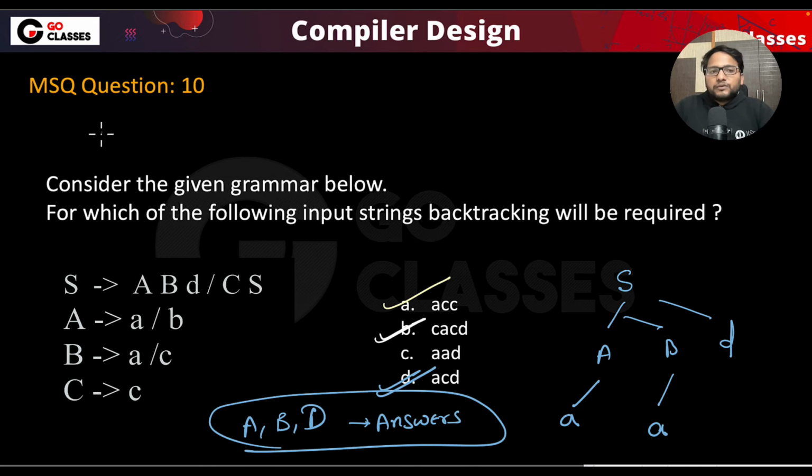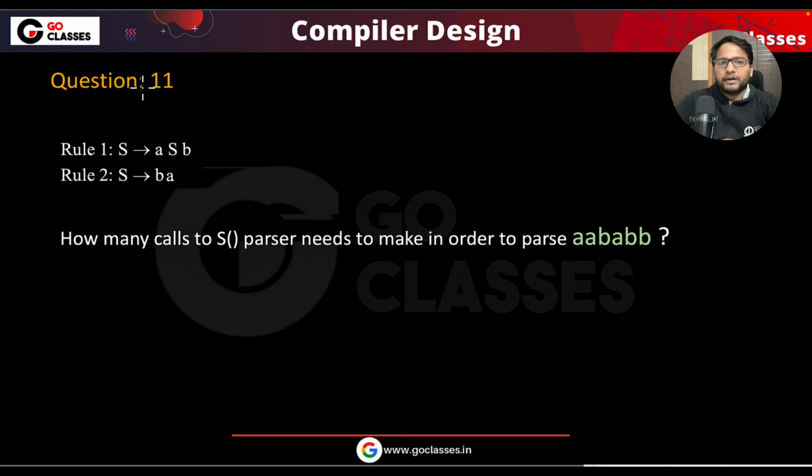Okay, this was the MSQ question. Let's now see this question number 11. So what they are trying to say, they are saying that there are 2 rules given in this grammar. Then they are asking how many calls to S the parser needs to make in order to parse this. Okay, so by default, this is recursive descent parser with backtracking. So for all the questions, just assume the parser is the same. Now let's just see how many calls to S we need. So see, there will be a very first call to S that we need from the main function, right?